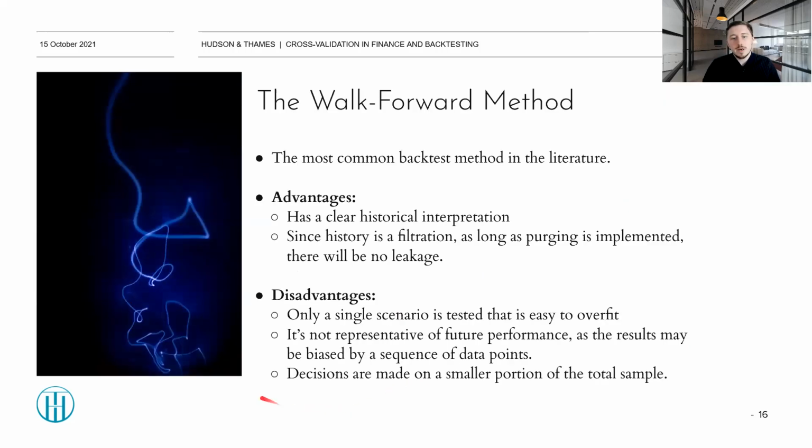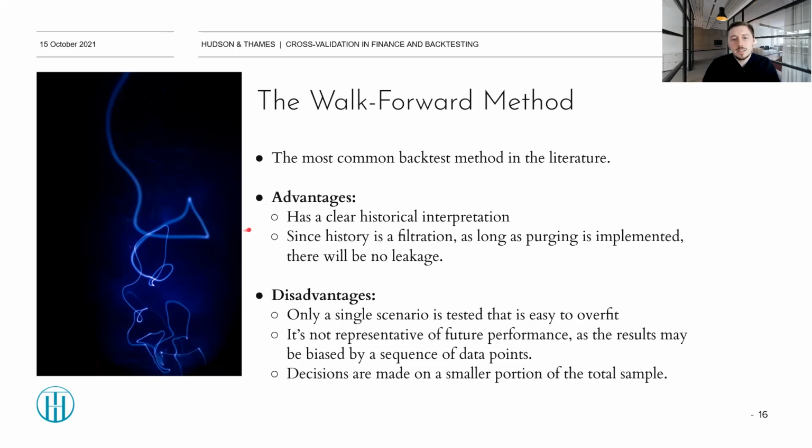Now let's briefly look in more detail into the walk-forward method. It is the most commonly used backtest method in literature. It has its set of advantages as well as disadvantages. The advantages are the following. One is that it has a clear historical interpretation, meaning that we're taking a set of observations from the past, training a model on them, and then assessing how the model would perform on a previously unseen set of observations from the future, as it would happen if we were following a historical line of events.